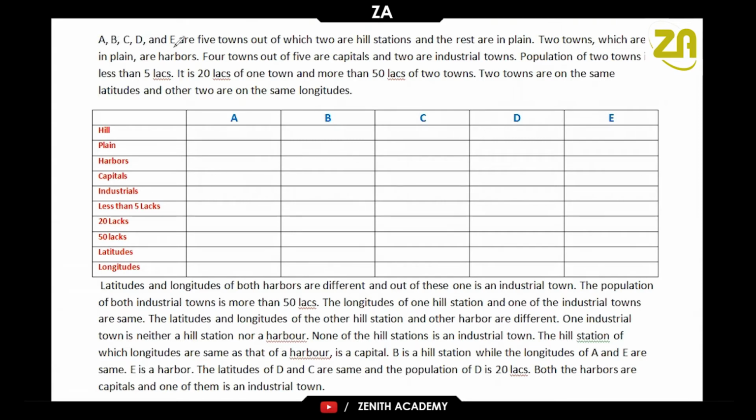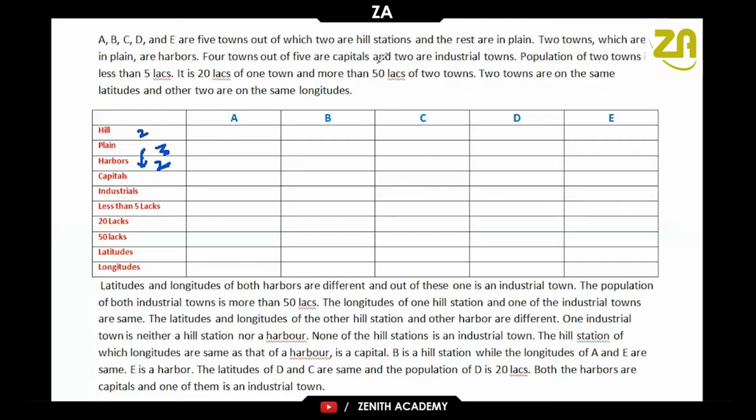A, B, C, D, E are 5 towns, of which 2 are hill stations, and the rest are in plain. So it means 3 are in plain. The 2 towns which are in plains are harbors, means out of 3 plains, 2 are harbors.